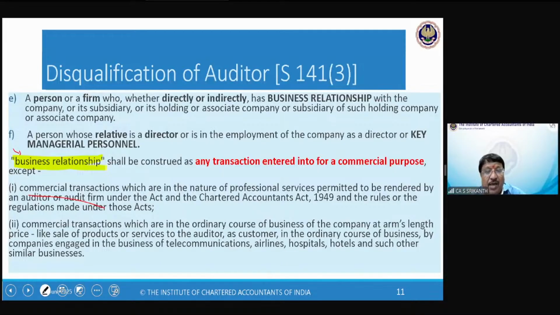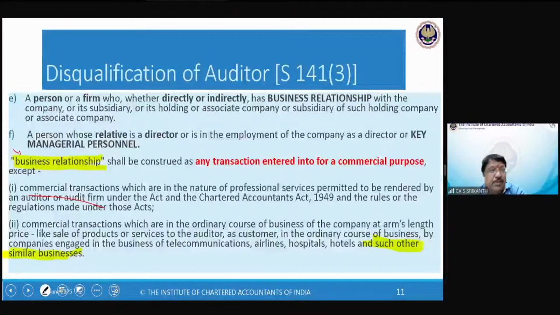The bigger question is whether such other similar businesses, a general statement following a set of specific statements, can include some totally unconnected business. It's a moot question. If you ask me, I would say we need not read it ejusdem generis. It can be given wider impact. But anyway, when you come to Final, that will be one topic you will study in your self-paced module. On your own, you will study the interpretation of statutes, including ejusdem generis.